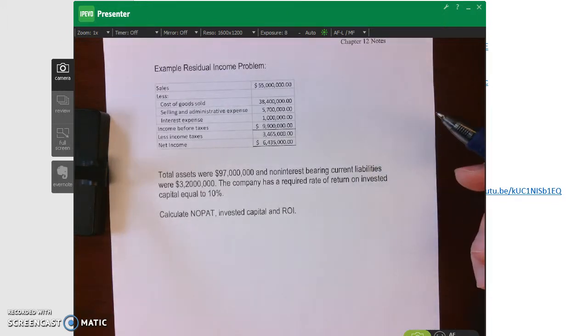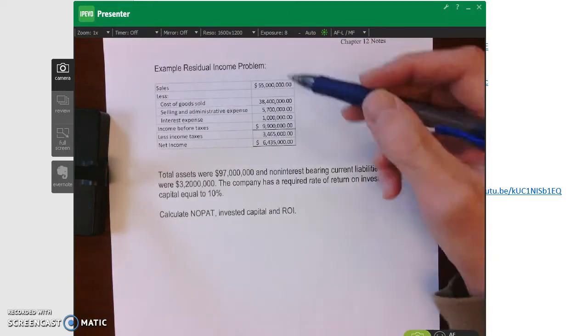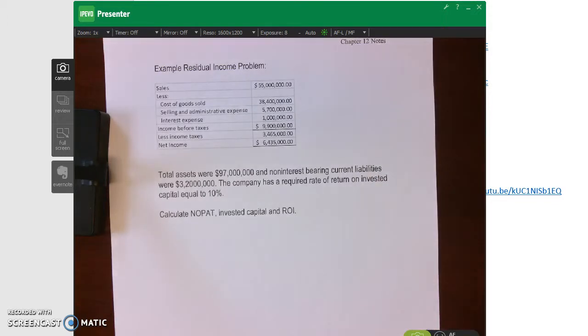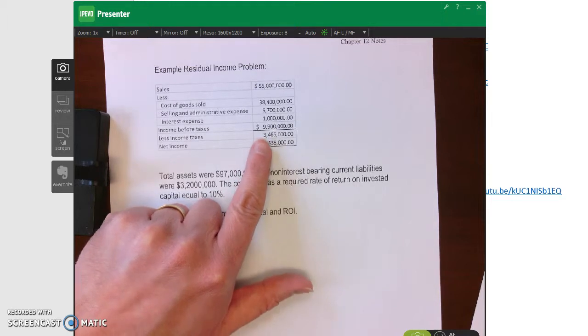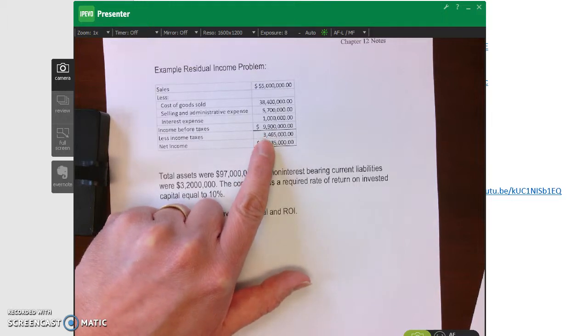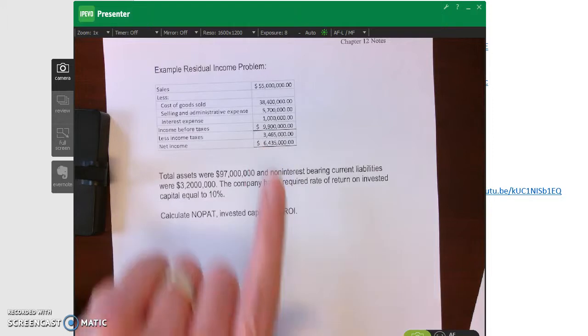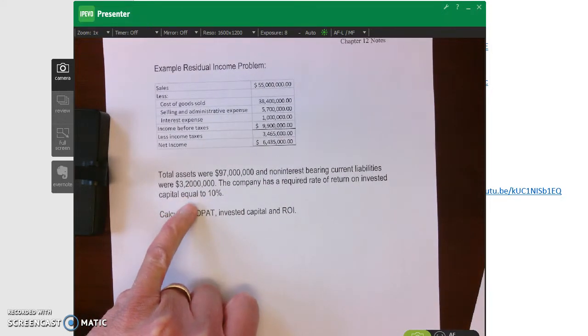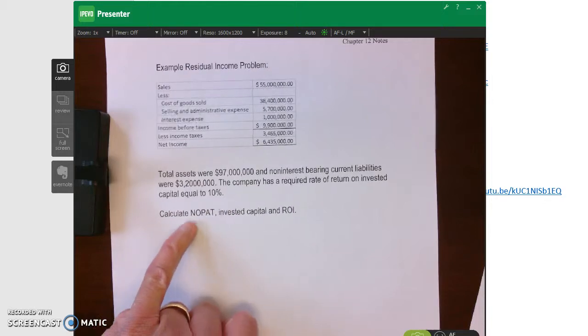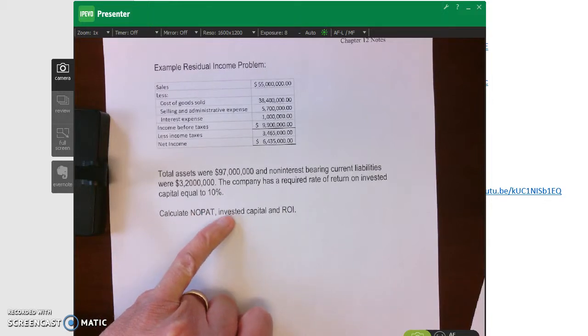If we look at the first one, we have our sales less our cost of goods sold, less our selling and admin expenses, less our interest expenses, which gives us our income before taxes. Then we have our income taxes and our net income. We have our total assets, our non-interest bearing current liabilities, and here's our cost of capital. Calculate NOPAT, invested capital, and return on investment.